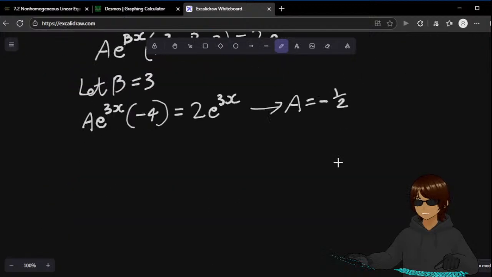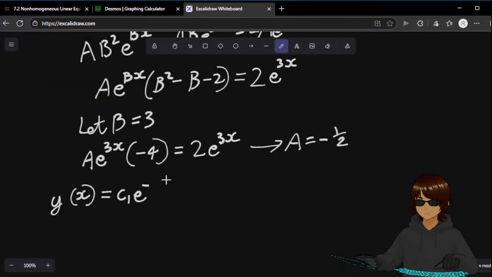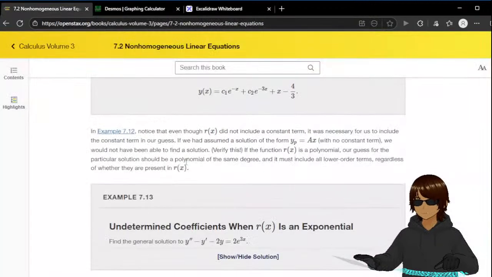So then we have c1 e to the power of negative x, and then the next one is c2 e to the power of 2x, and then plus the particular solution. This is the general solution.